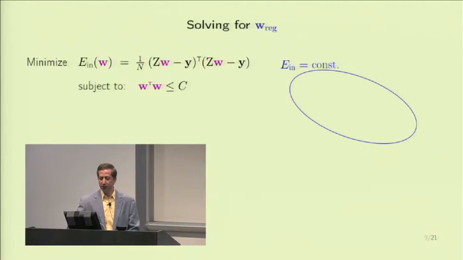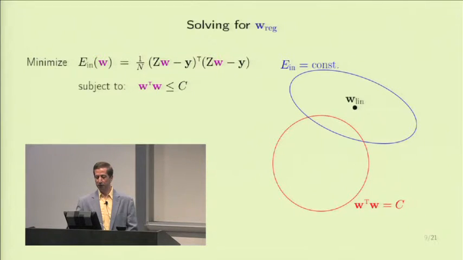When you look at the constraint, it tells you to be inside this circle. So let's look at the centers for these. What is the center for the ellipses? The center is the minimum possible in-sample error you can get without a constraint, and that we already declared to be W linear, the solution for linear regression. That is where you achieve the minimum possible E in. And as you go further and further, the E in increases. And now here's the constraint. What is the center of the constraint? Well, the center of the constraint is the origin, just because of the nature of it.